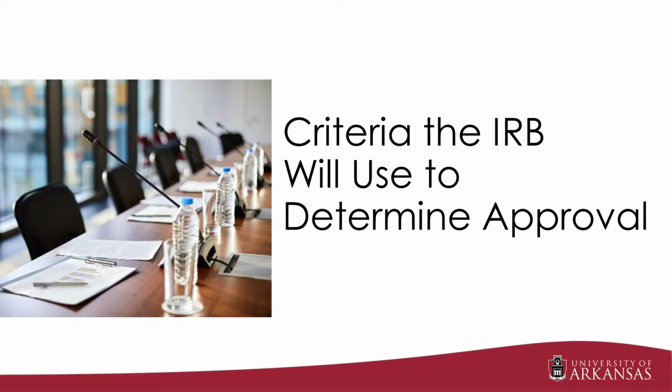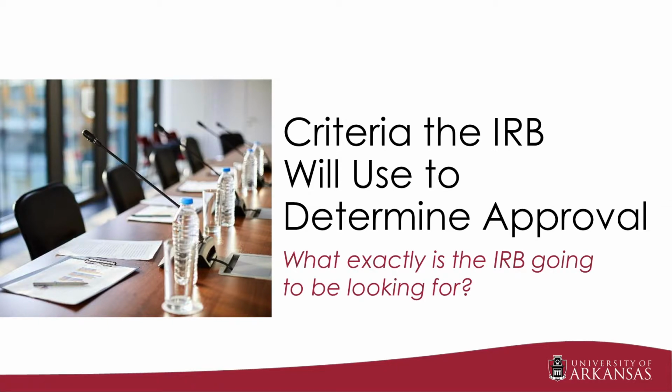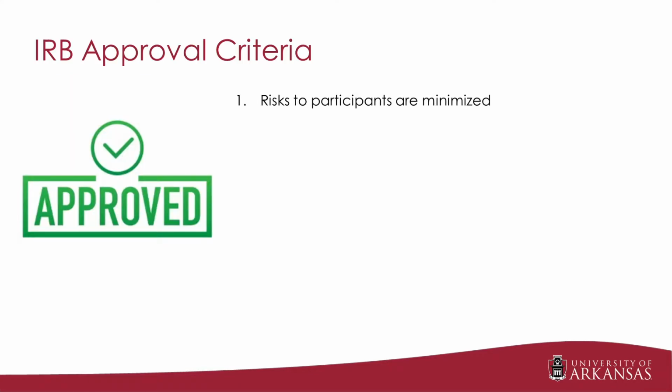Now, let's discuss the criteria the IRB will use for determining approval. What exactly is the IRB going to be looking for? Primarily, risks to participants have to be minimized. We do not want to put anyone at undue risk. Next, the risks have to be reasonable compared to the potential benefits from the study.